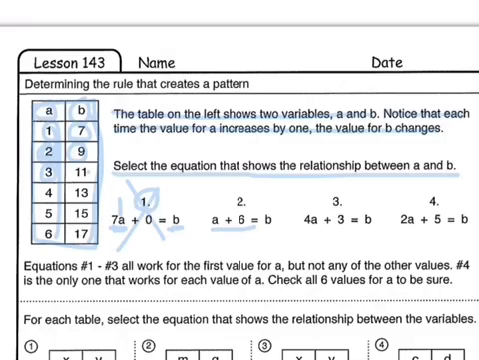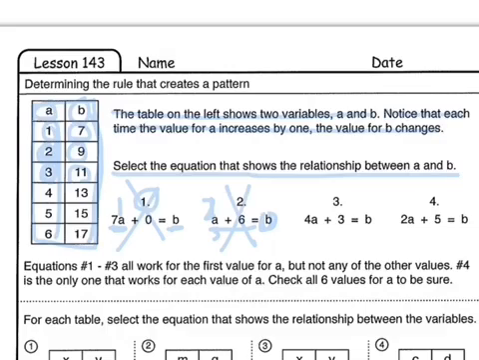Let's try this one. A plus 6 equals b. So if we plug in a 1 right here, 1 plus 6 is equal to 7. What about this one? 2. 2 plus 6 is equal to 8. 3, if we plug a 3 in there, 3 plus 6 is equal to 9. That's not 11. It's not coming out to be the b every time. So number 2 doesn't work.